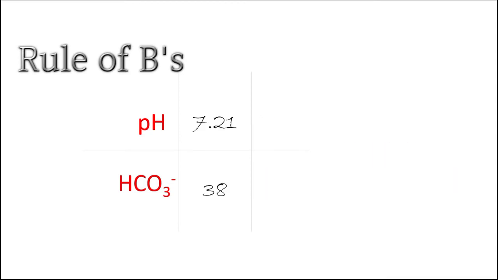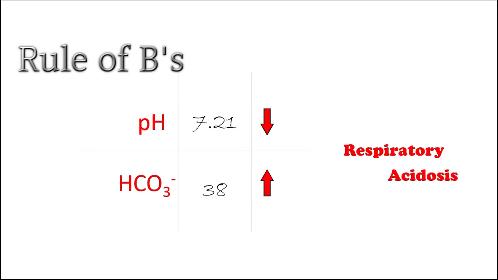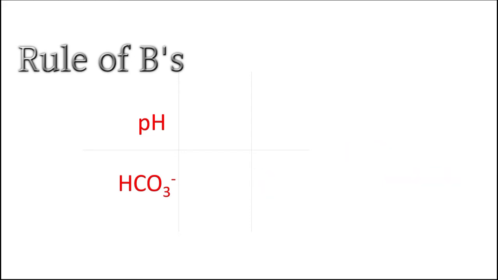pH of 7.21 and a bicarbonate of 38. pH is low, bicarbonate is high. Applying the rule of Bs, you can see pH and bicarbonate are in different directions, hence respiratory in cause. The final interpretation, respiratory acidosis.